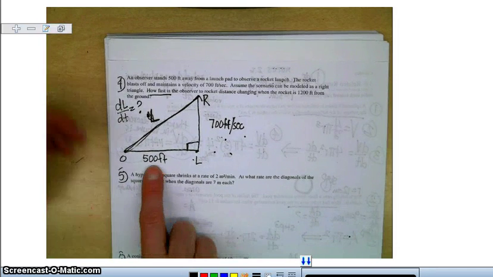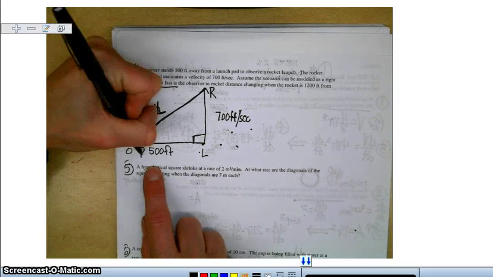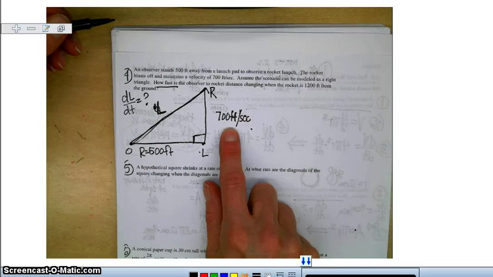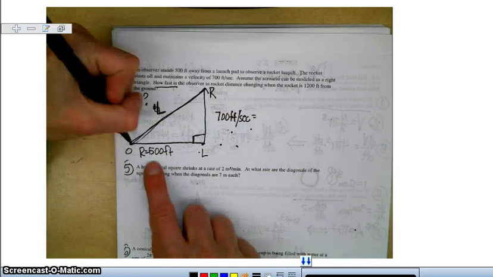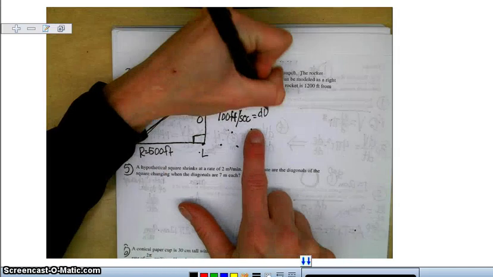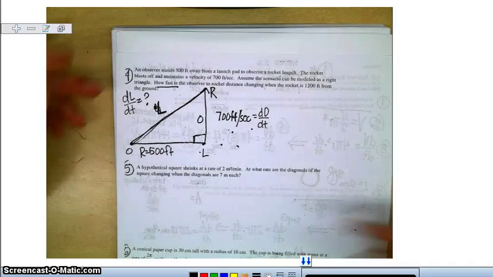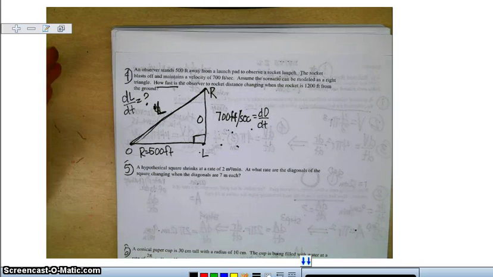So what would this side be called over here? What is the letter name for 500? R. And what is the letter name for 700 feet per second? It's not O. How do you know it's not O? It's a rate of change. How do you know it's a rate of change? Per second. So what has to go with it? Is it this side O? And so what would this be? dO over dt? It's kind of weird. I don't know. That's okay. Again, I could have used any three letters that I wanted to.